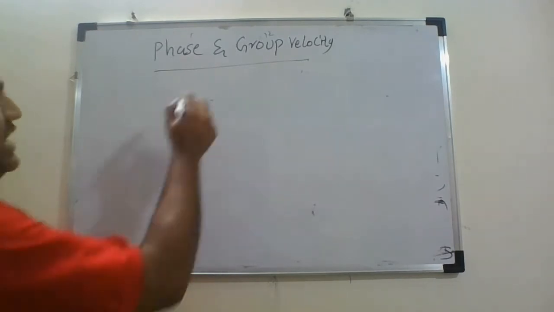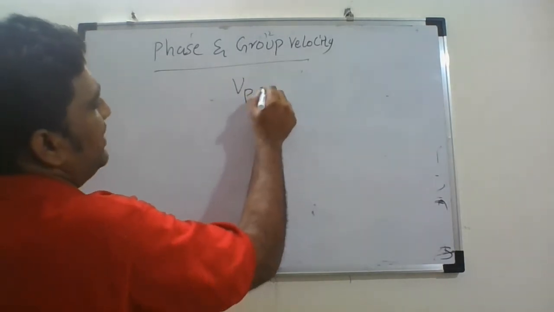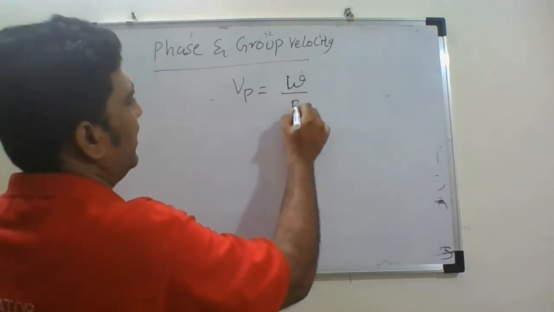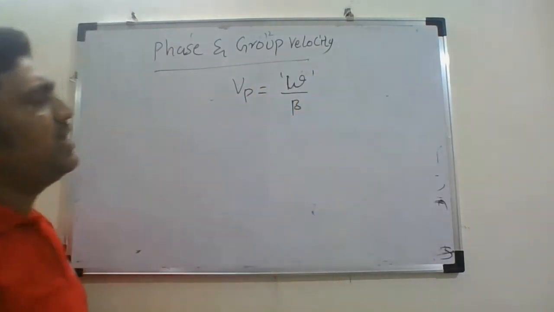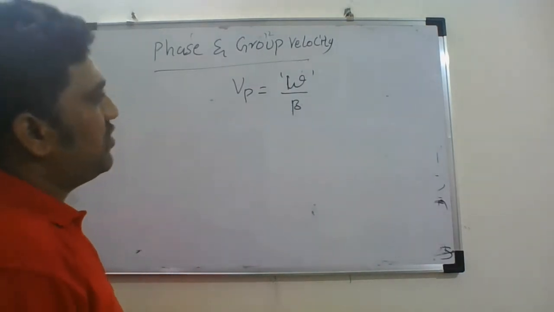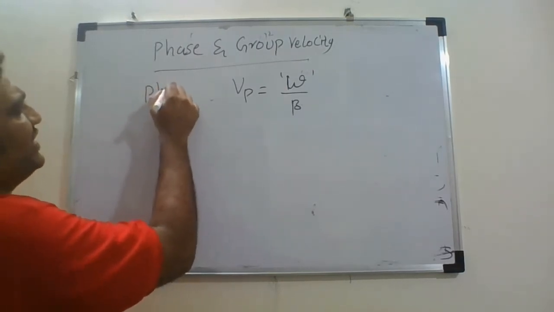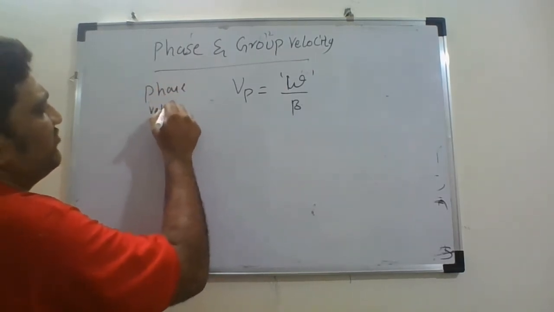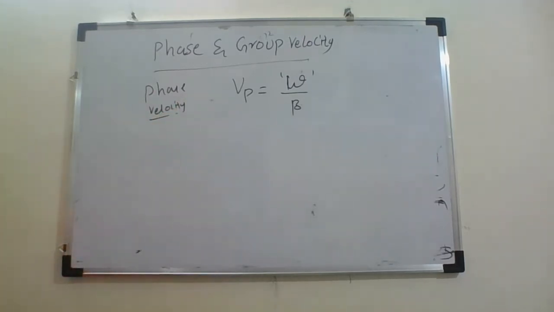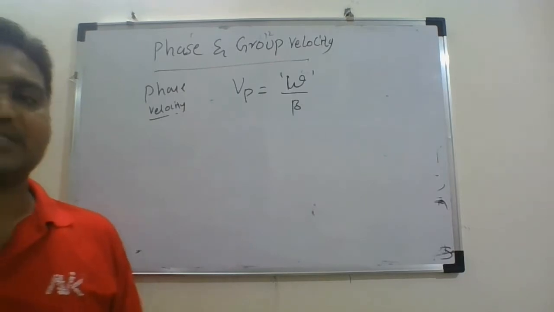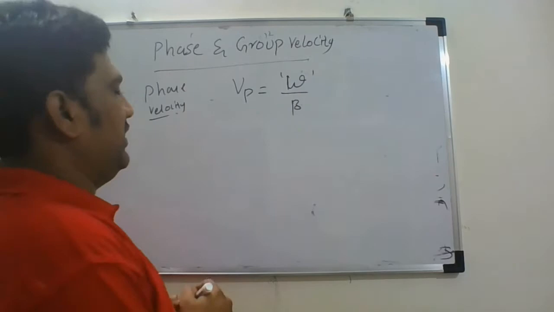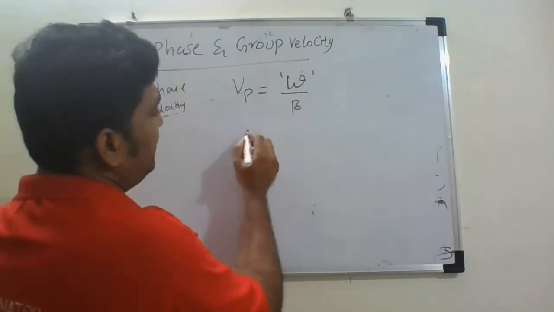Firstly, the expression for phase velocity we write as Vp is equal to omega by beta, where omega is the angular frequency and beta is the phase constant of the waveguide. Let us derive the expression for phase velocity.